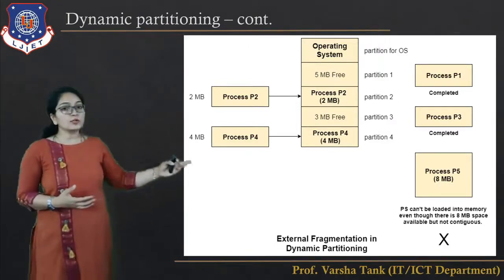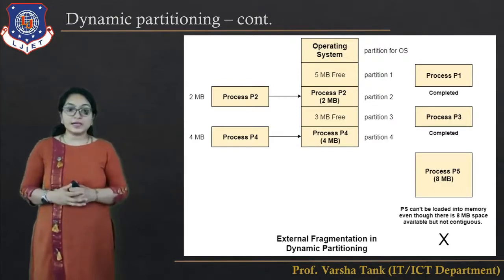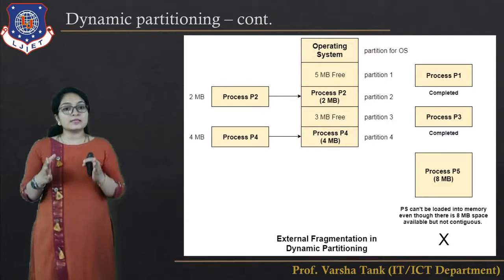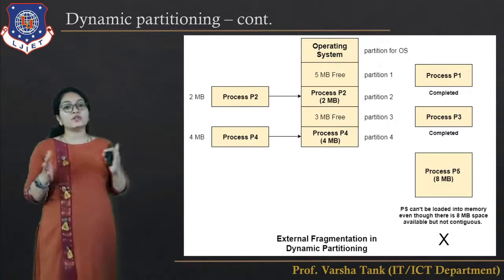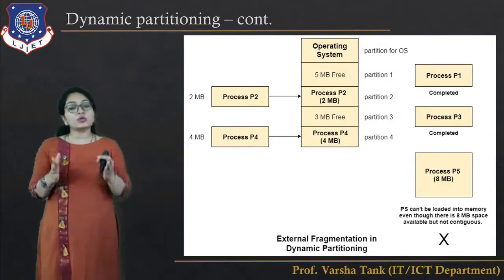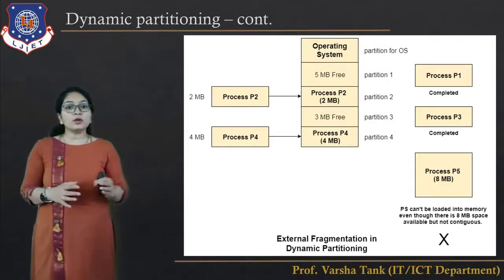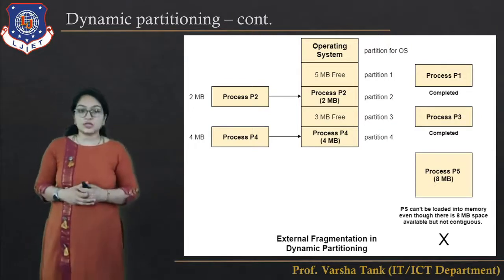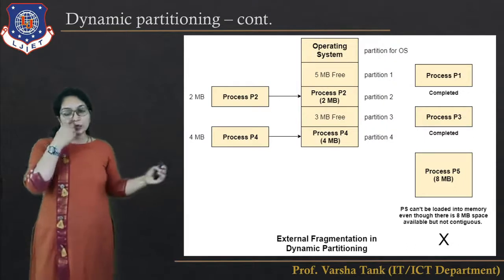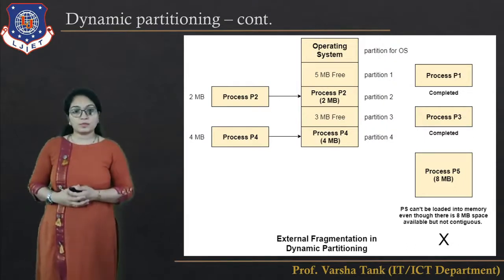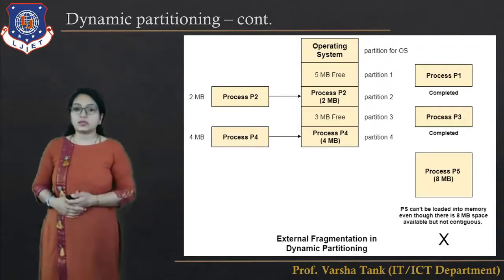Now a newly arrived process, for example P5, has a size of 8 MB. We have two partitions, 5 MB and 3 MB, so in total 8 MB of space is free. But we are not able to allocate process P5 to these partitions because we don't have contiguous space. So that is again known as external fragmentation. Got it? So dynamic partitioning suffers from external fragmentation.